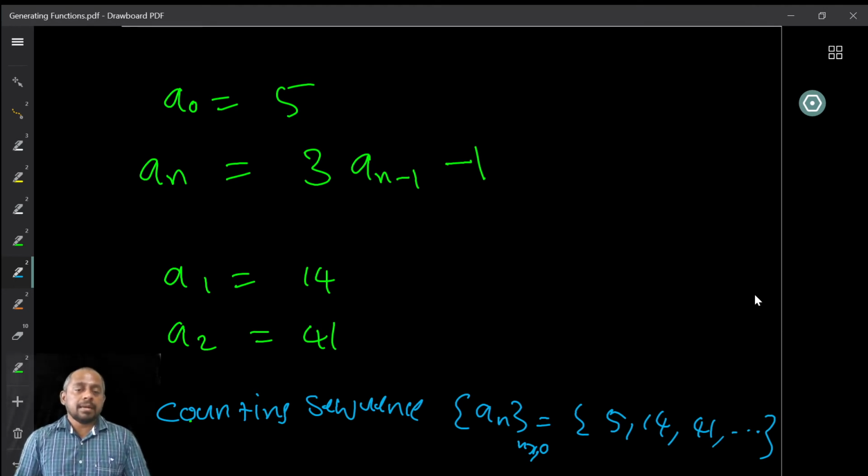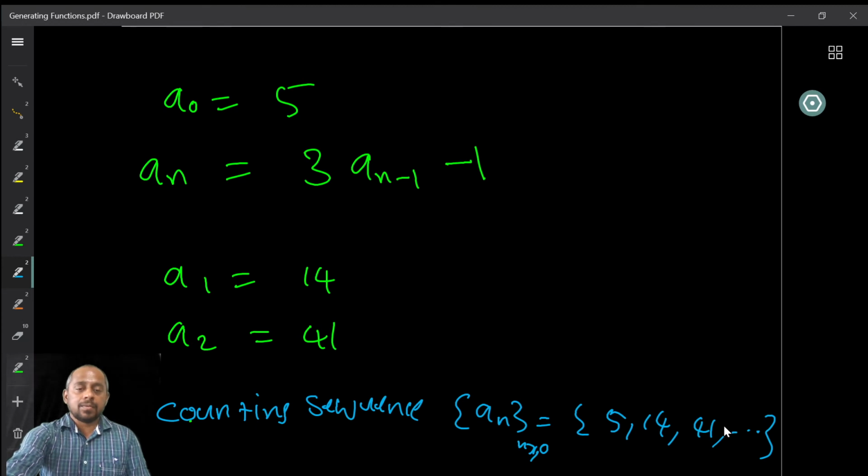For that, we will try to encode all this data. You have a sequence now, the natural sequence a_n: 5, 14, 41, etc. Can we encode the entire sequence into one object? If we can do that, then you just need to find the nth term in that, and you will get what you are looking for. That is the idea. Now how do you do that?